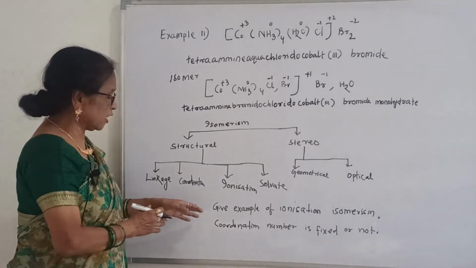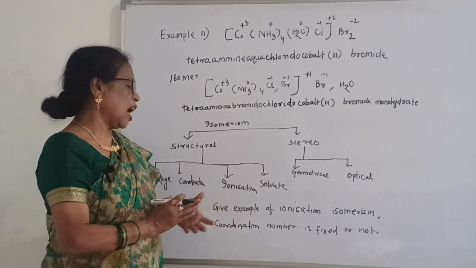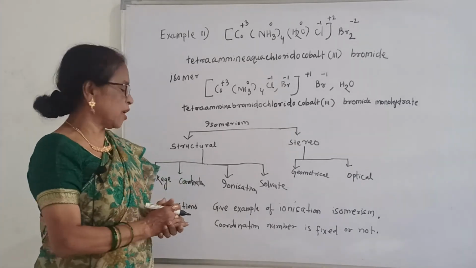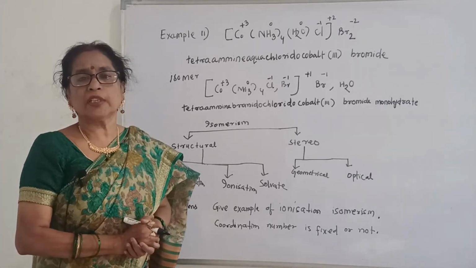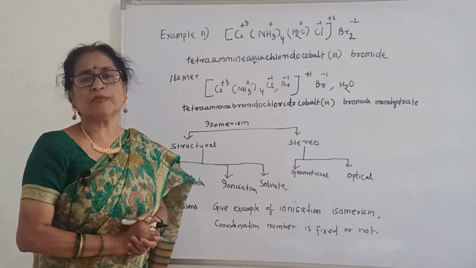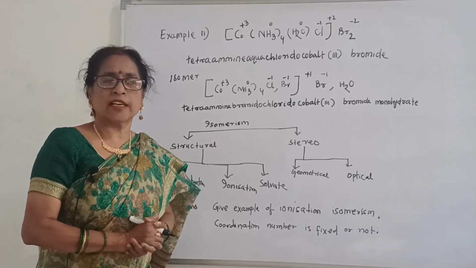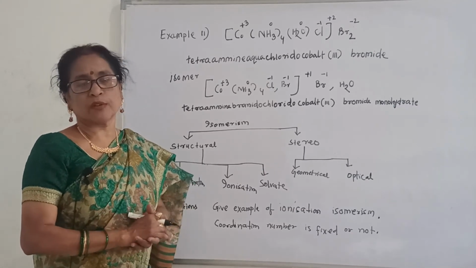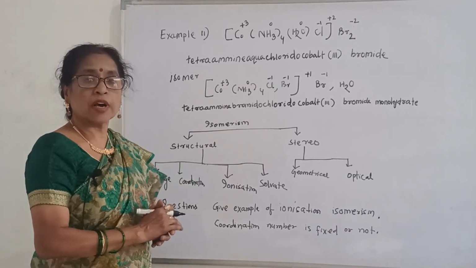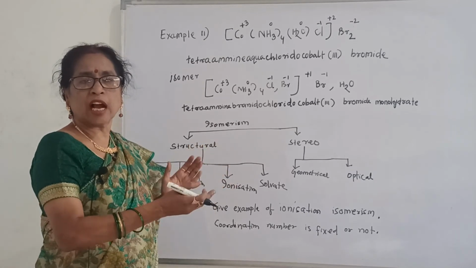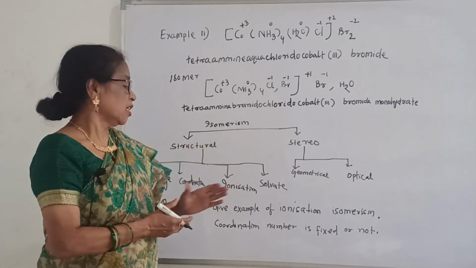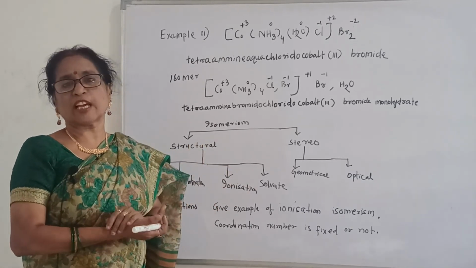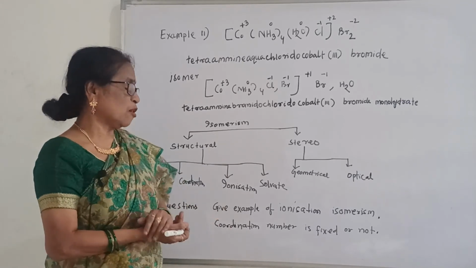Now my question is, give an example of ionization isomerism. Sometimes the question may ask, give an example of ionization isomerism. You think for yourself: you may take chloride as the anion, that is the counter ion, and you take bromide, you take sulfate, like this. Inside you can replace the ion, so that the acid radical test on the outer side can be possible. Is the coordination number fixed or not?